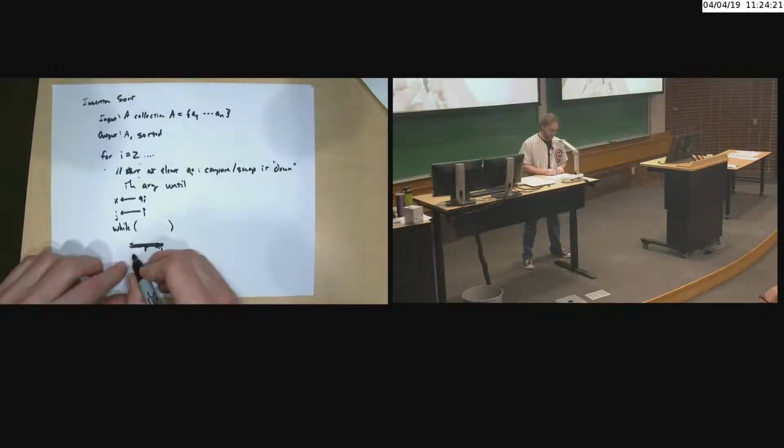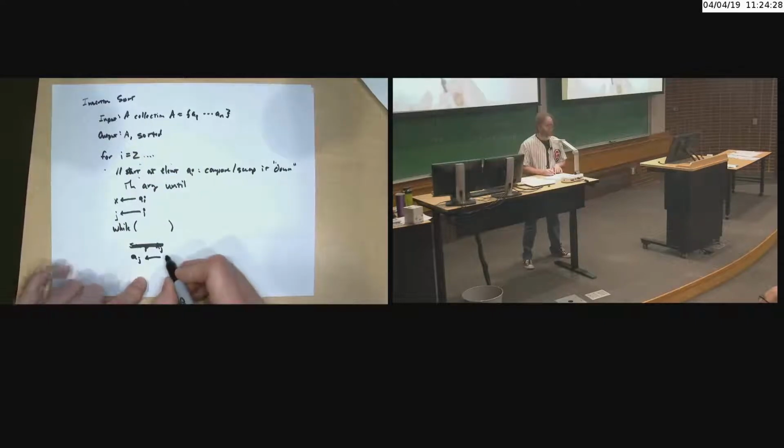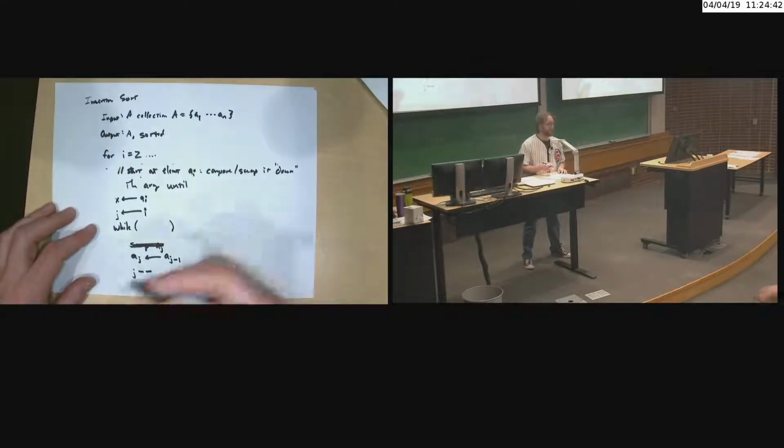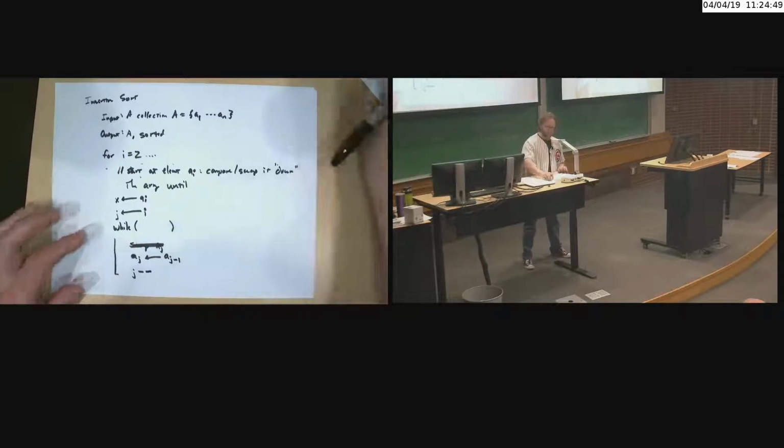A sub j is going to be equal to the one previous to it. How do I get the one previous to it? A sub j minus 1. Right? Good. And then in a slightly bad fashion here, I'll go ahead and decrement j, minus minus. Right? If you wanted to do proper pseudocode, it would be j, left arrow, j minus 1. Right? Basically, all I'm doing is I'm shifting these things up.